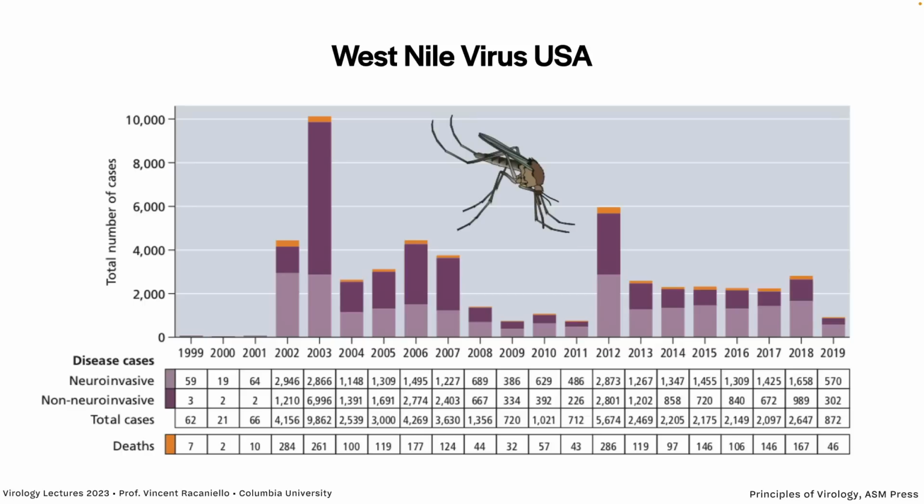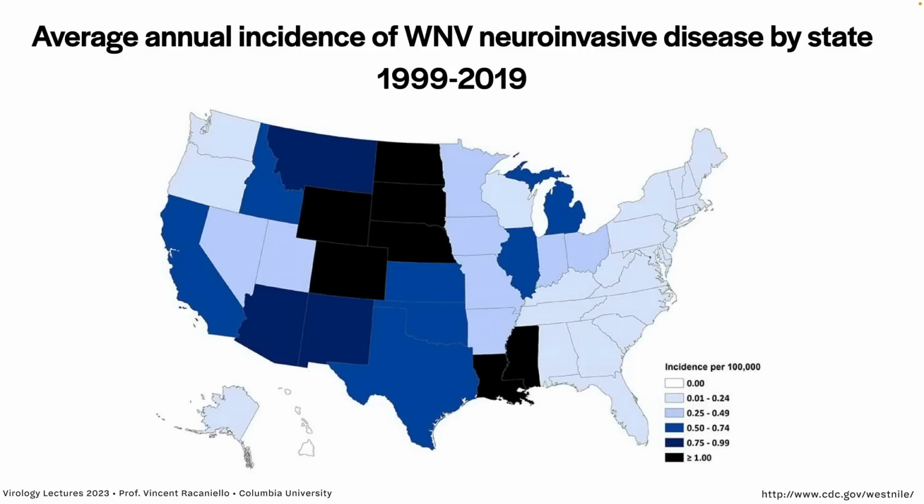So we would like to have a vaccine for people who are at risk, that is, people who are outside and in contact with mosquitoes. And on the top, these are the neuroinvasive cases. So many thousands of neuroinvasive cases where these people have long-term sequelae. So that's not a good thing. So a vaccine is in development.